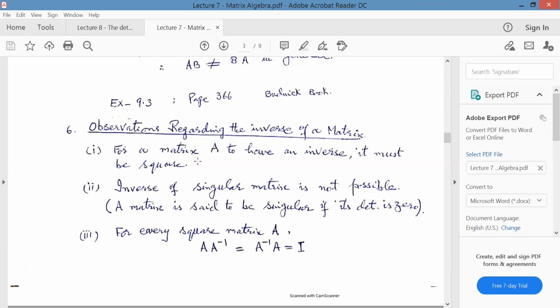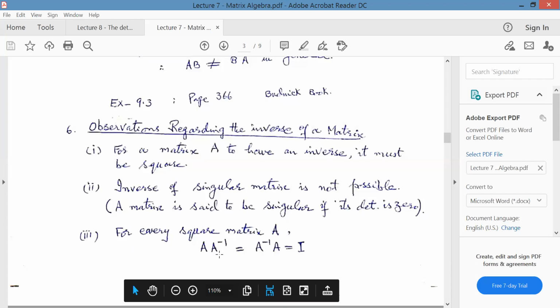And in the third case, the property for the inverse is that if we have calculated the inverse of the matrix A, and if we multiply A with A inverse or A inverse with A, in both cases the answer will be equal to the identity matrix of the same order. So keep in mind these observations.